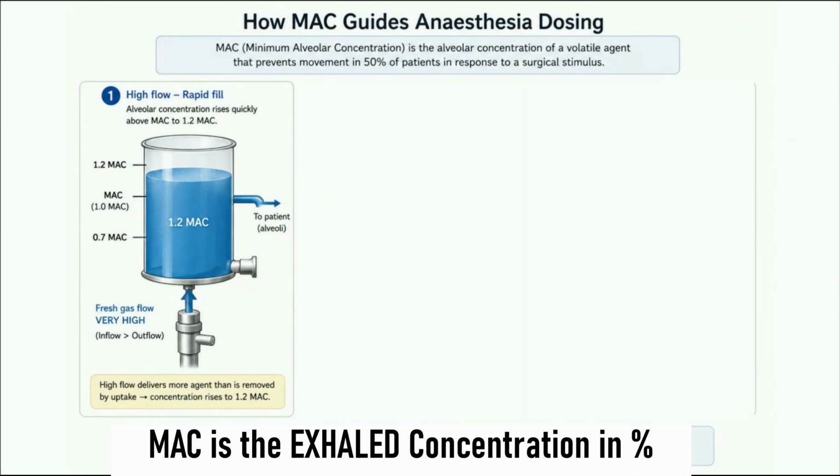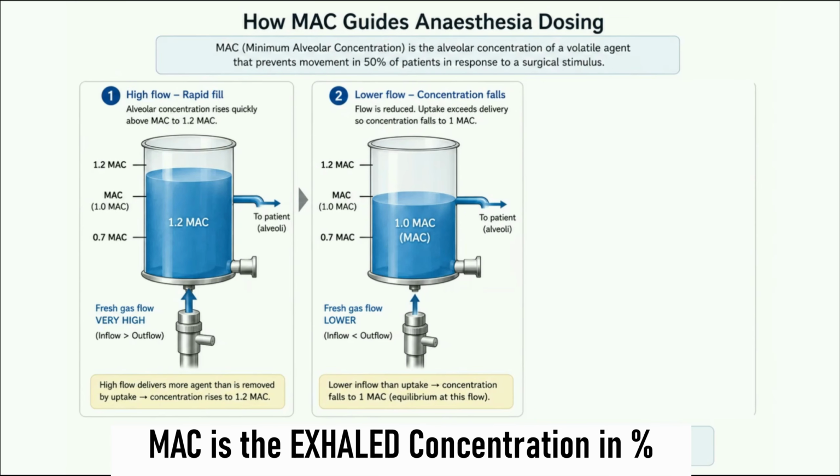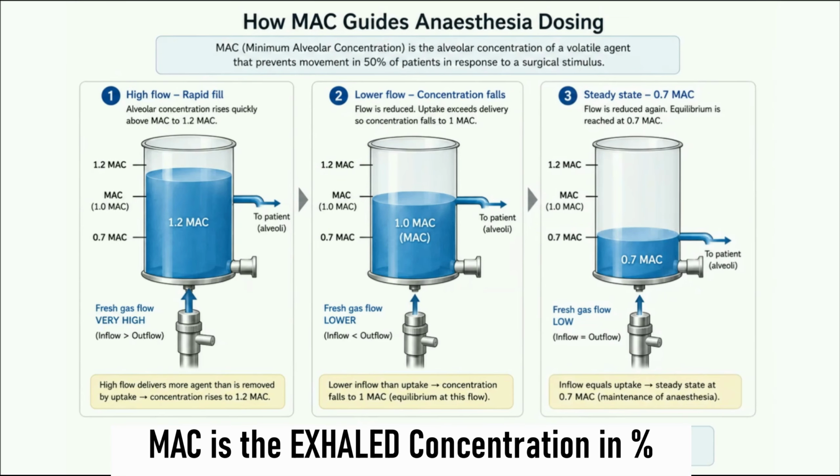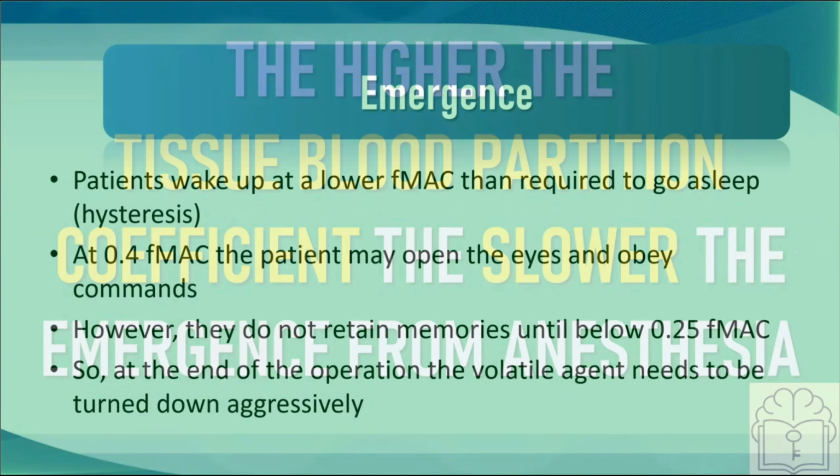This can be quite confusing because initially we look at inspired concentrations as we overpressure the system to achieve high exhaled concentrations in the region of 1 MAC at the time of intubation, and then dialing that back as the case goes on. At the end of the case, the patient will emerge from anesthesia once we discontinue the volatile anesthetic agent, but the speed of emergence is determined by the tissue blood partition coefficient. The higher the tissue blood partition coefficient, the slower the emergence from anesthesia.